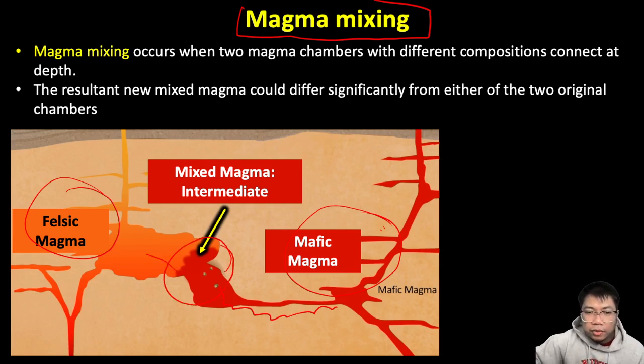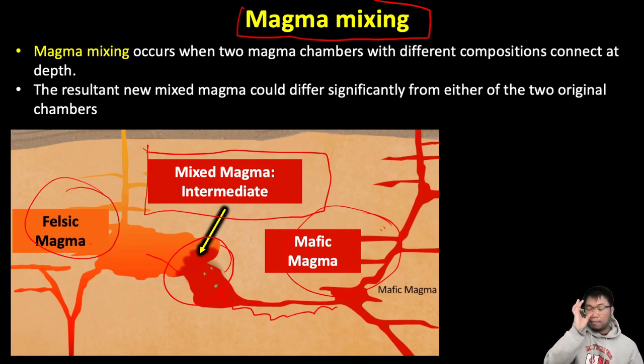Okay, so as a result, the magma will start to mix, and it may generate new magma that has a totally different composition than the original two magma chambers right here. Okay, so in this case, I put intermediate as the result of the mixing of these two magma chambers.